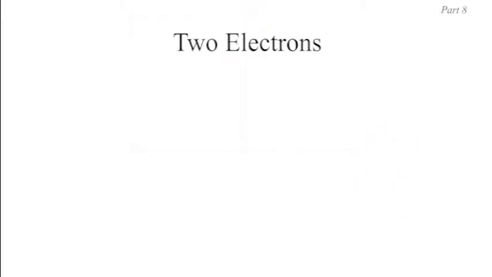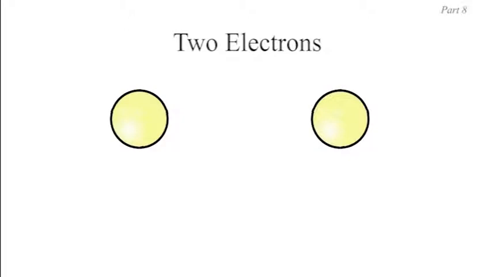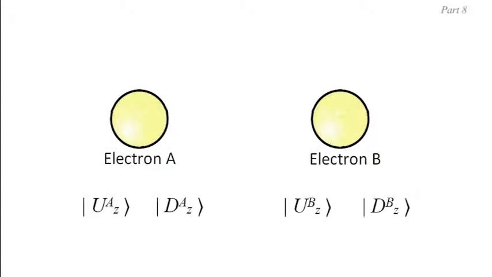We now come to the point, however, where we need to consider two electrons at the same time. And I suppose the first thing we need to do is to decide how we will label their individual state vectors. I'm going to call them electron A and electron B. And once again, I'm going to assume that we only need to consider spin up and spin down in the z direction for each of them. My suggestion for labeling them is to do it like this: up A and down A for electron A, and up B and down B for electron B.